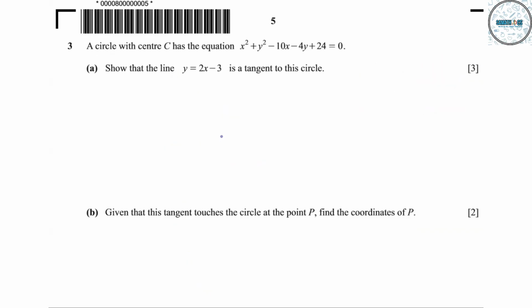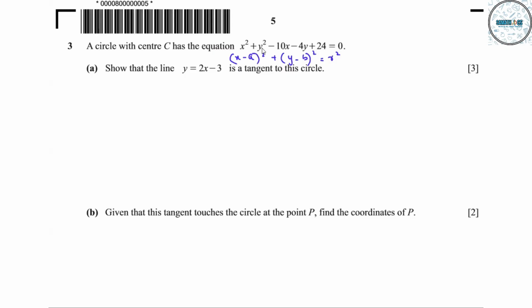Question number 3. A circle with center C has the equation x squared plus y squared minus 10x minus 4y plus 24 is equal to 0. Show that the line y is equal to 2x minus 3 is a tangent to the circle. First of all, we will change this equation to (x minus a) whole squared plus (y minus b) whole squared is equal to r squared.